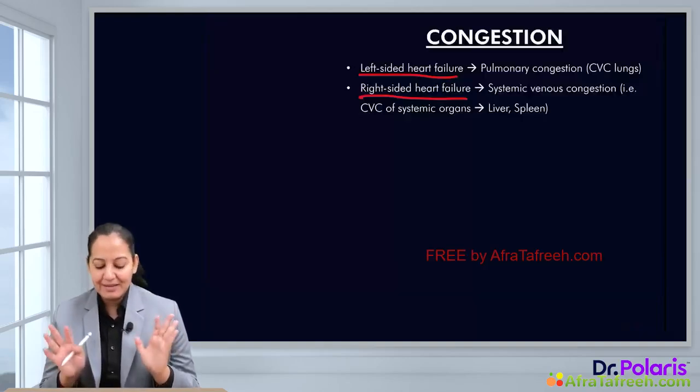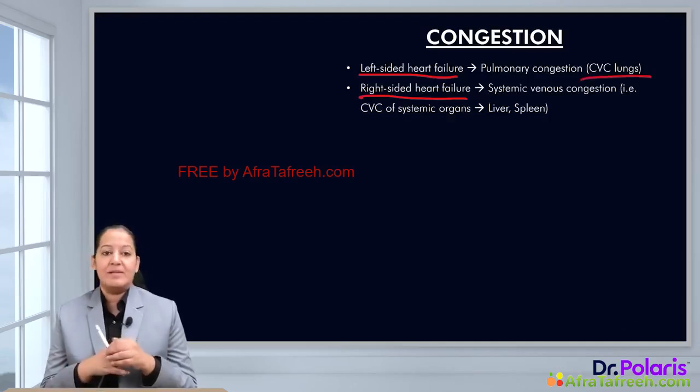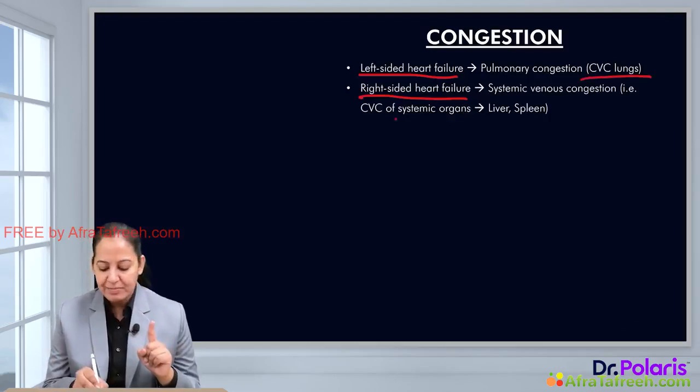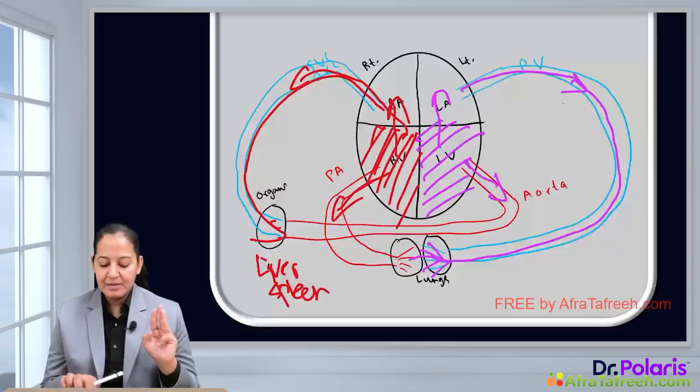So what is the summary? The summary is that in left heart failure, only one organ CVC takes place, that is lung. CVC lung takes place. In right heart failure, CVC of all systemic organs takes place, but I will discuss only two here, that is liver and spleen. So in our syllabus, there are 3 CVCs.